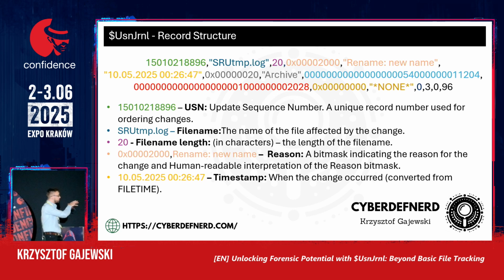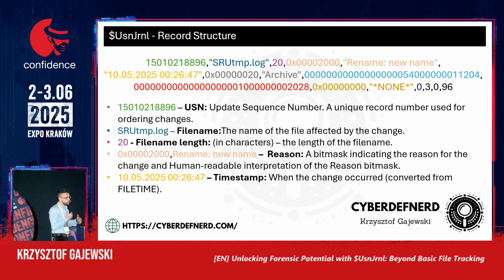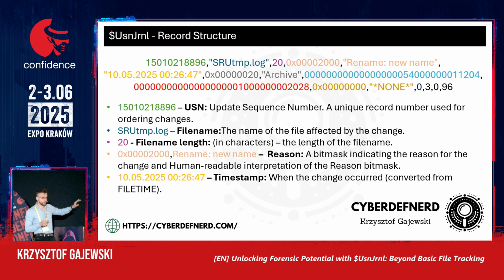And this is an example. At the very beginning, you have one entry from a newly created file, and there are a few fields which I highlighted. There is more, but you don't need to worry about all of them. You need to be aware of just a few: file name, operation, which is called reason, a bit mask indicating the reason for the change, and a human-readable interpretation of the reason bit mask. We'll get to that in a moment, so don't be surprised by those numbers and names.